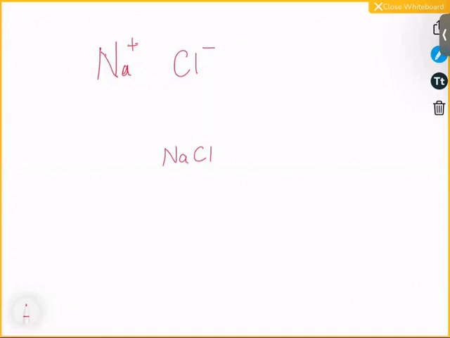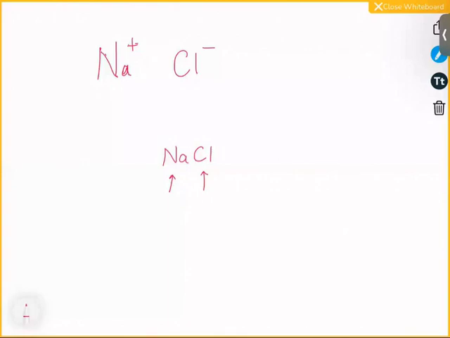Now, sodium chloride hasn't literally just got one sodium ion and one chloride ion. Sodium chloride is basically table salt. It's the salt you put on your chips to eat. You can physically see those sodium and chloride ions. There's so many of them that we can actually see it as salt.